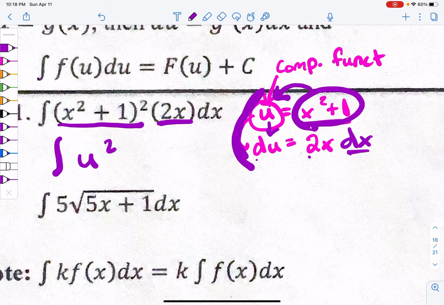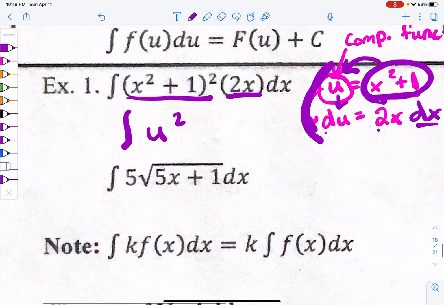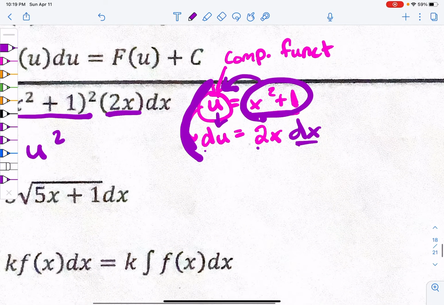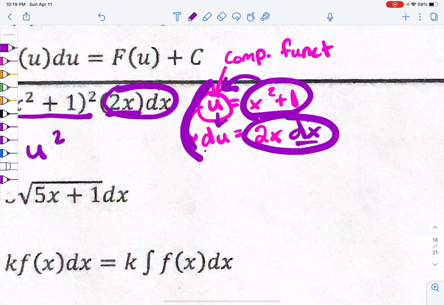So we need 2x dx. All right, so we'll fix that. You'll see that a little bit easier in the second problem when we do that. But du equals 2x dx. Okay, so 2x dx right here, I see him here, 2x dx. And what I'm going to do is swap him out for du. So here I just have du.